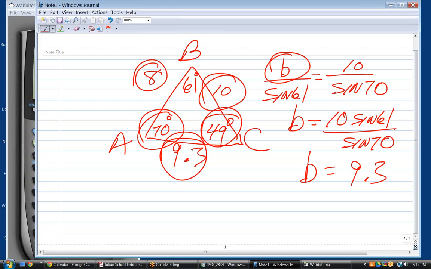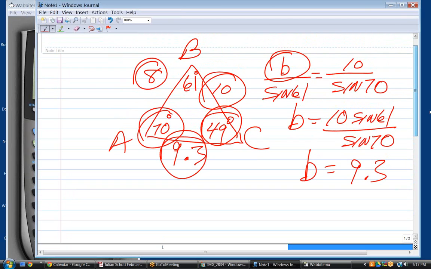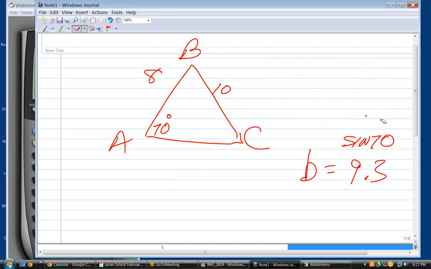Perfect. That's the easy situation. There was nothing difficult about that. There were no strange things going on. It was a possible triangle, and it was a unique triangle. The moment I gave you the initial conditions, just those three pieces of information, there's only one triangle that's going to result from that. The difficult part of the law of sines is the ambiguous case.